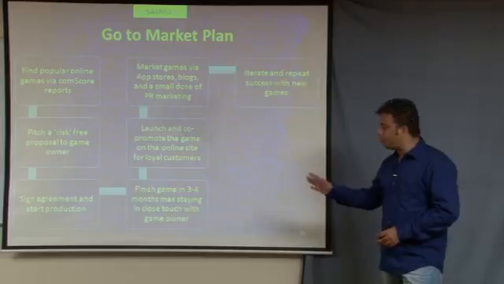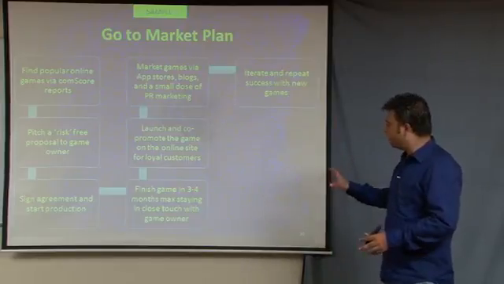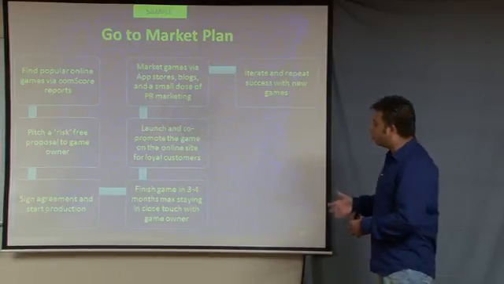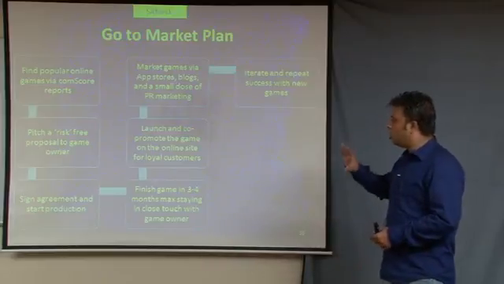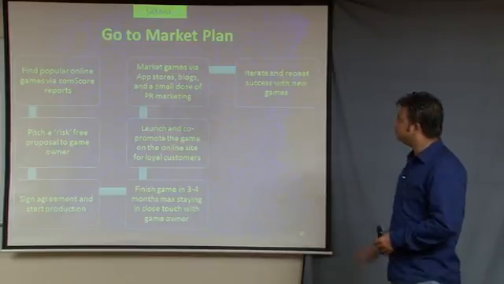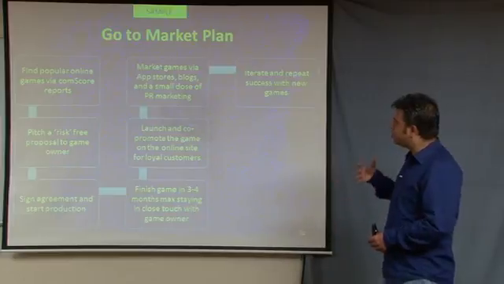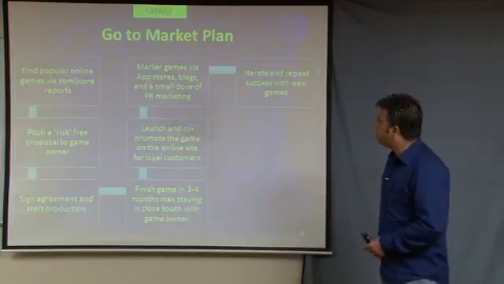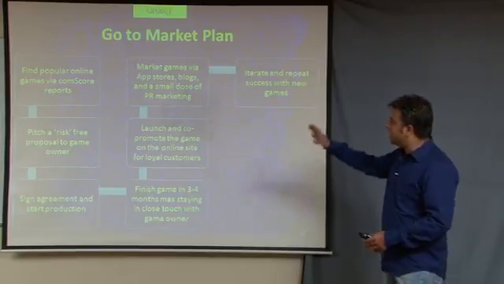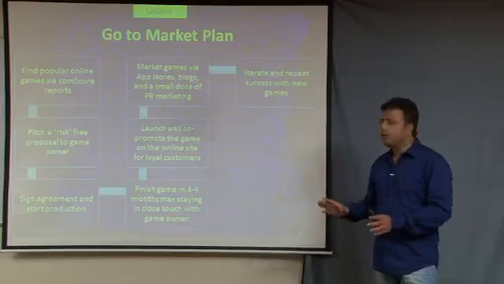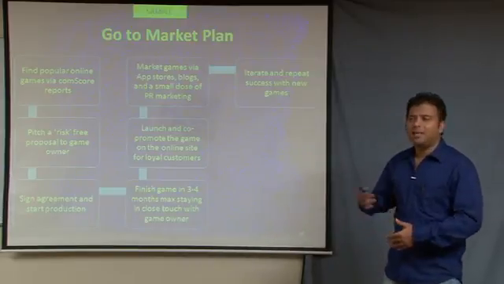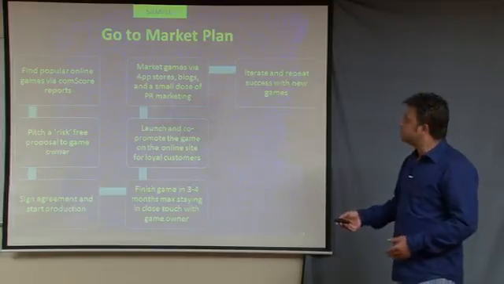Finish the game, the conversion, in 3 to 4 months max, staying in close touch with the game owner. You do not want to lose touch or have a communication gap. Move ahead, launch and co-promote the game on the online site for loyal customers. Market the game via app stores, blogs, and also a small dose of PR marketing, and iterate and repeat success with new games. So this is the entire go-to-market strategy. Very simple. They are relying on social media and PR marketing, but that's how they plan to take their product to the market and to their customer segment.